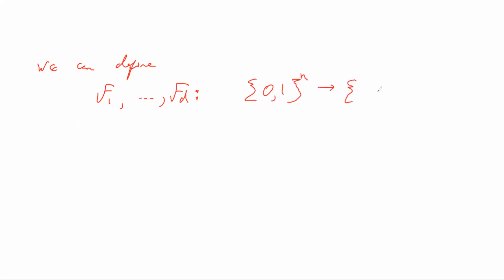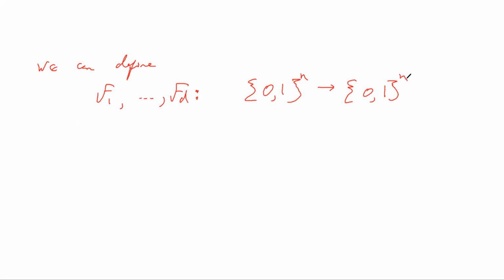So we can define F1 through FD as such. We can say that we have a mapping like that, from a block of n bits to a block of n bits. And then we talked about the Feistel network. I'll review that as well.